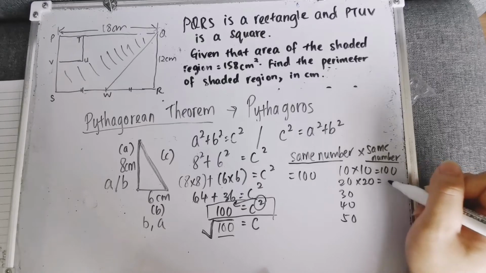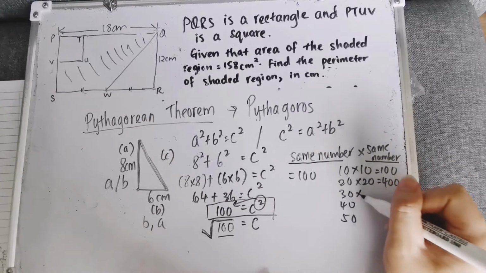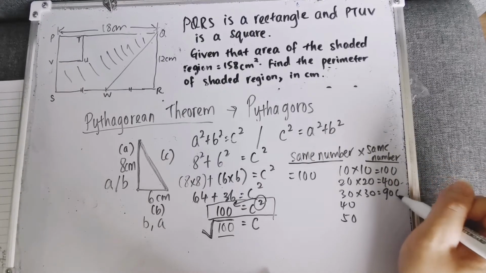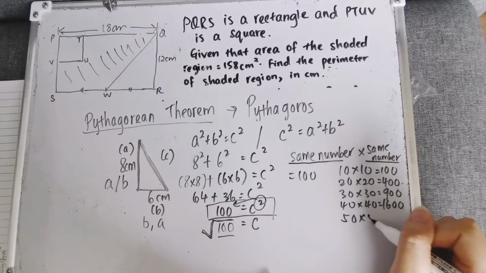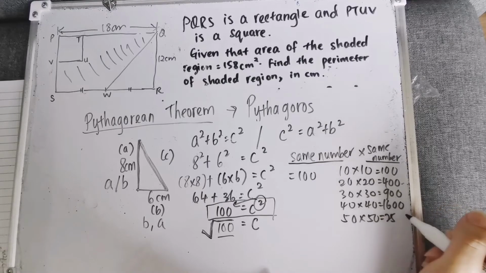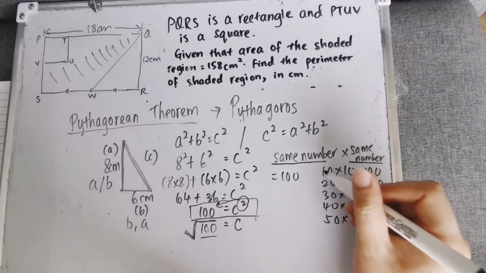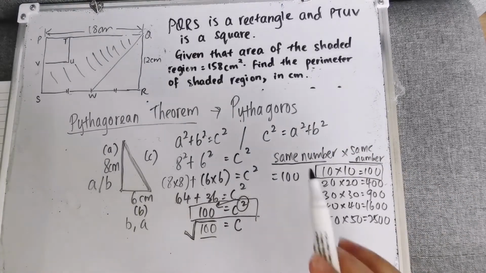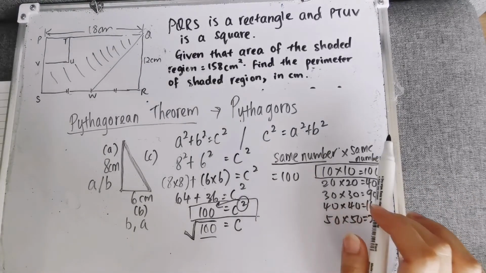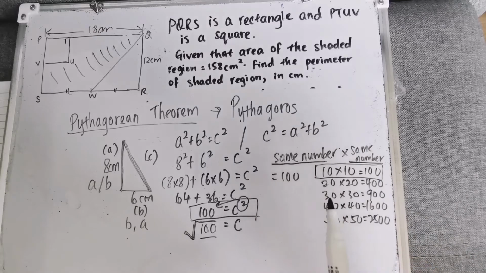20 times 20 is 400. 30 times 30 is 900. 40 times 40 is 1,600. 50 times 50 is 2,500. So therefore we found the answer. Okay, so you must remember the technique. You have to find the same number times each other, then you're able to find the answer.